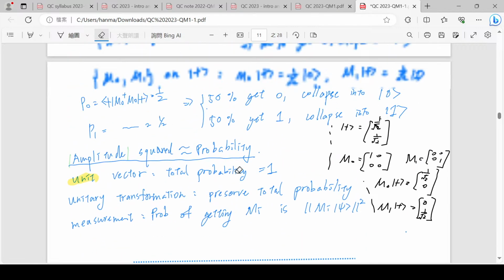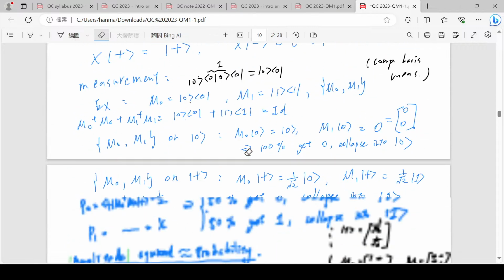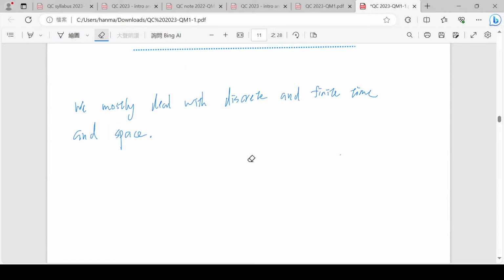Okay. So that's an example of measurement now. And a disclaimer here: once again, we will deal with discrete and finite time and space. So our space, basically the vector space, is, so we mean, like the vector space is not discrete, but we mean the dimension of the vector space is finite.